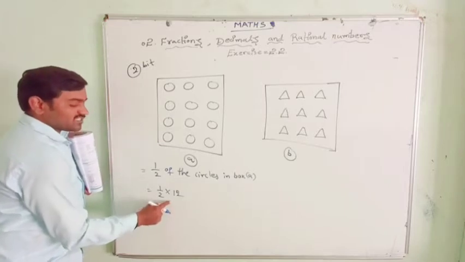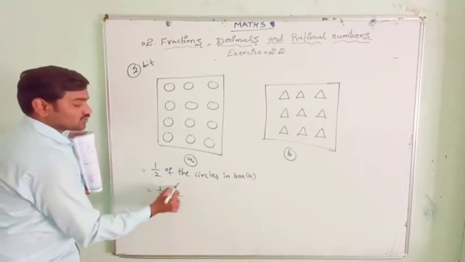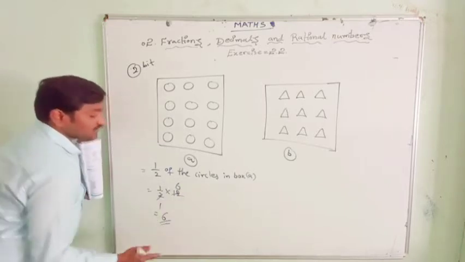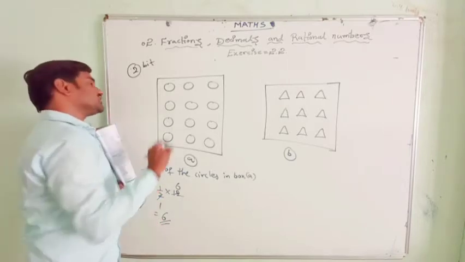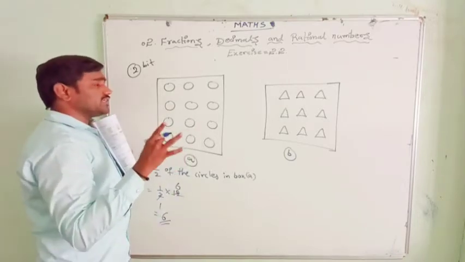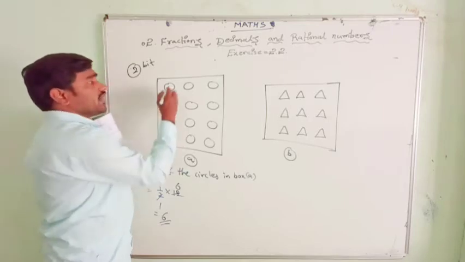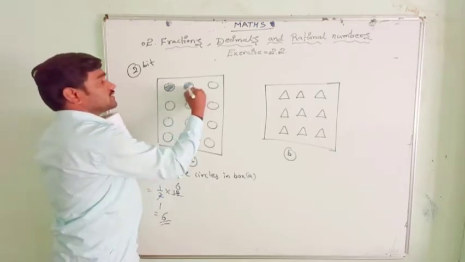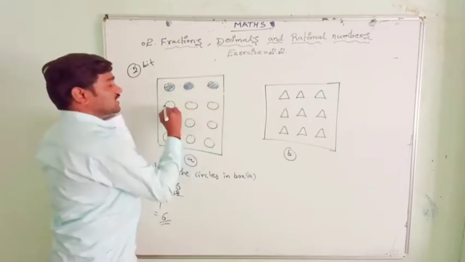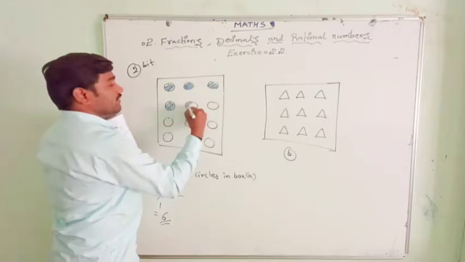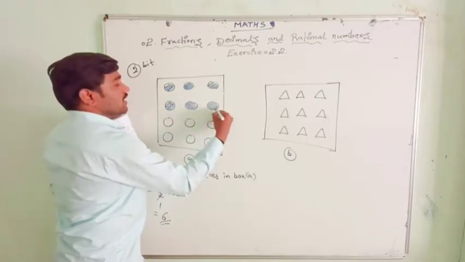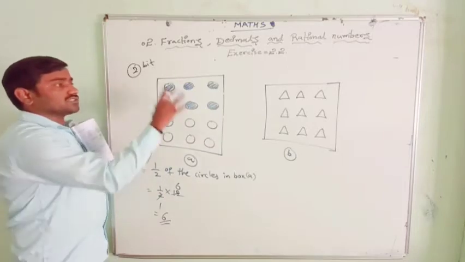We also get that by simplifying this. 2 ones are 2, 2 sixes are 12. That means we get 6. That means 6 circles we need to shade. The 6 circles you can shade randomly, you can choose and shade them. Take them sequentially here. 3 circles I have shaded, then the 4th one, 5th one and 6th one. So 6 circles I have shaded.